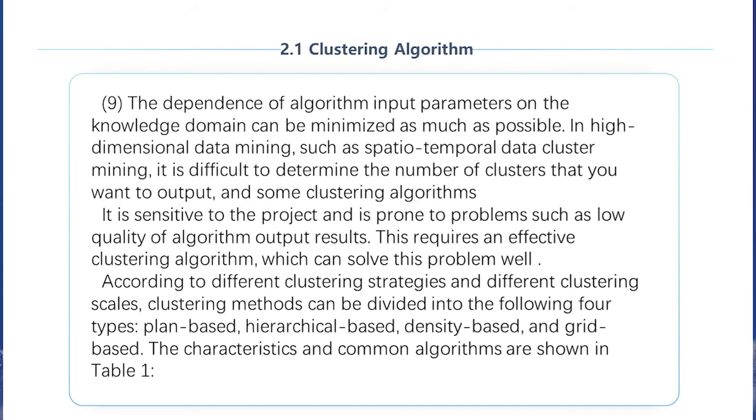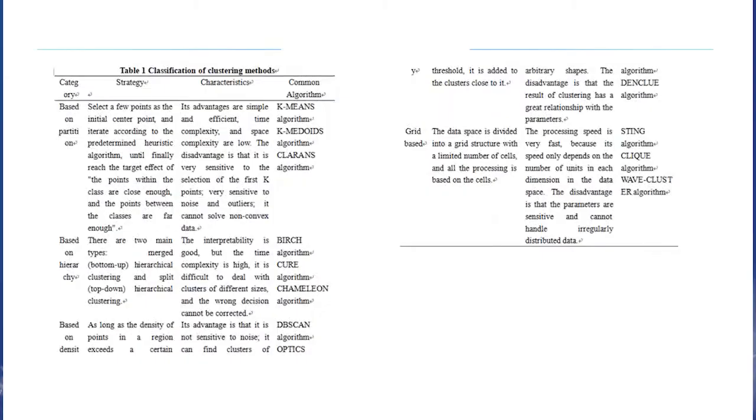It is sensitive to the input and is prone to problems such as low quality of algorithm output results. This requires an effective clustering algorithm, which can solve this problem well. According to different clustering strategies and different clustering scales, clustering methods can be divided into the following 4 types: partition-based, hierarchical-based, density-based, and grid-based. The characteristics and common algorithms are shown in Table 1.